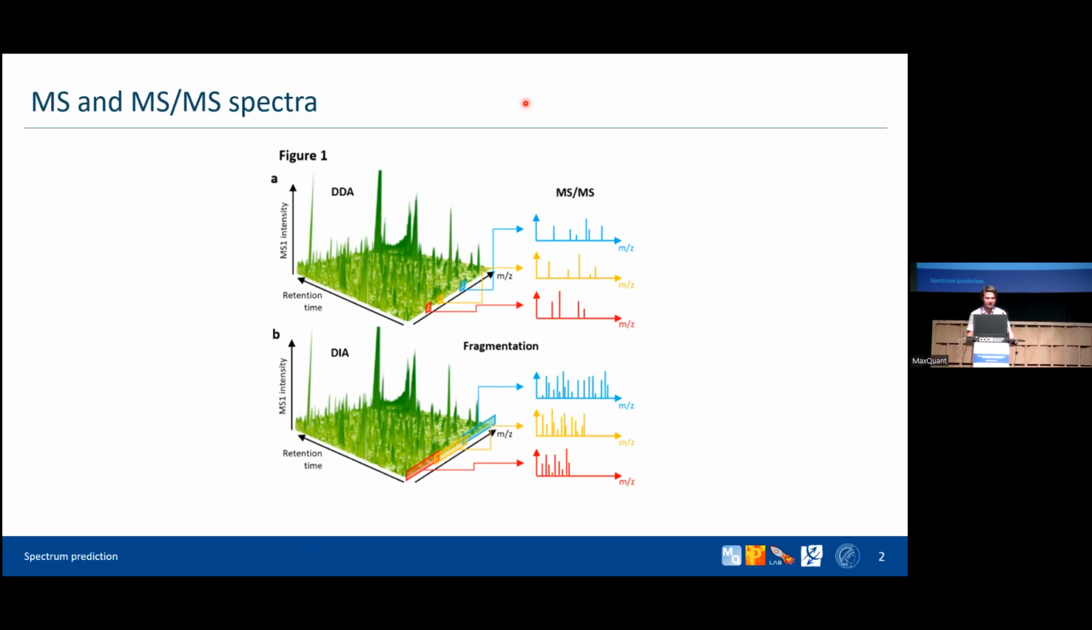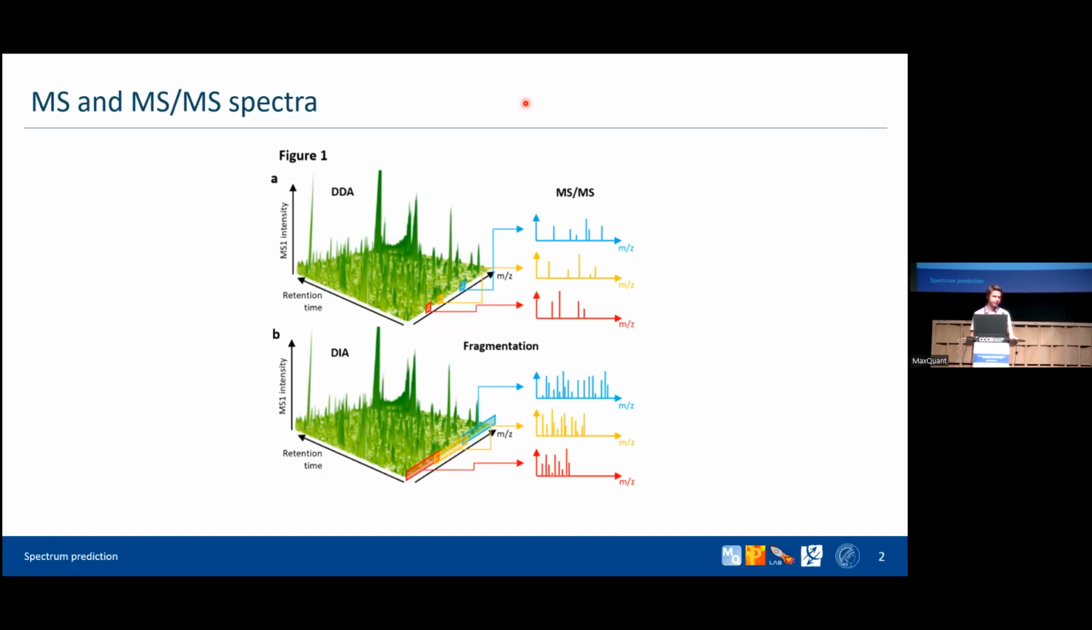familiar picture. So shotgun proteomics or bottom-up proteomics is a technique to identify and quantify proteins in the samples of interest. And in principle, this process requires two stages. First, we digest proteins into peptides using proteases, and then these peptides are fragmented inside the mass spectrometer.